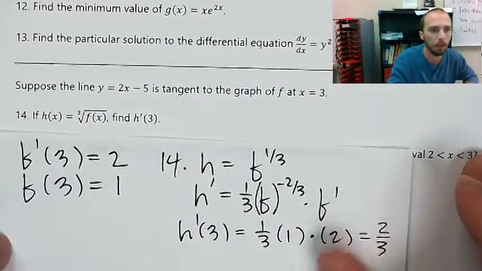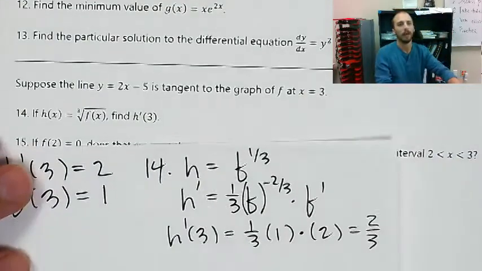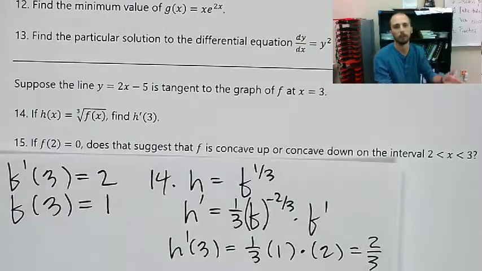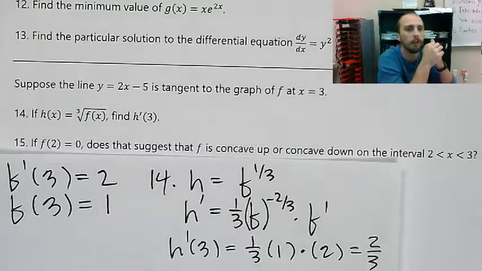And then what's number 15? If f of 2 equals 0, this is a good one. I think it's not a guarantee, right? This would suggest if there was some sort of point of inflection between x equals 2 and x equals 3, then this wouldn't be true. Assuming a constant sign of the second derivative, I'm not going to answer this question. If you need support on it, come talk to me. But I think that y'all can figure this one out.